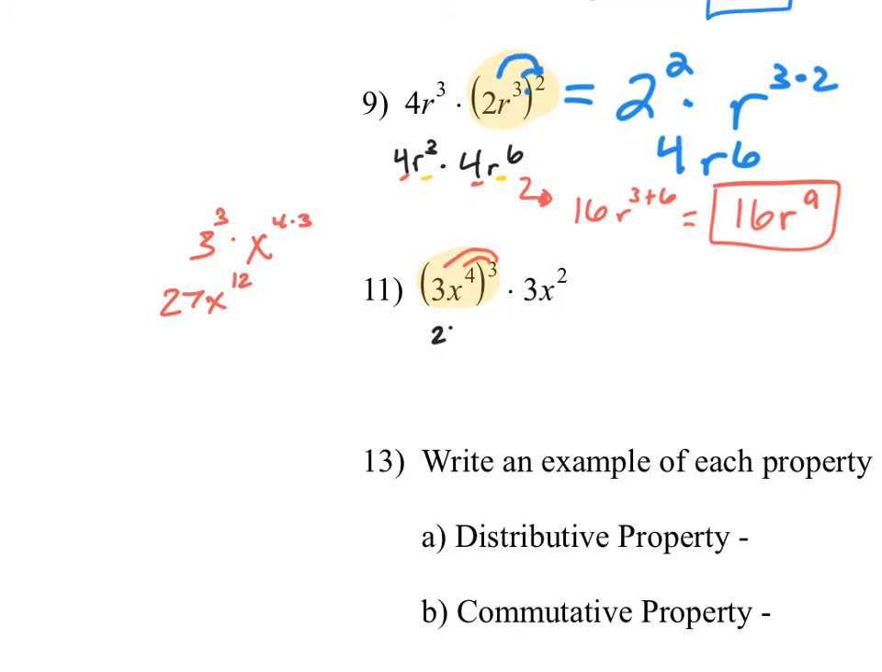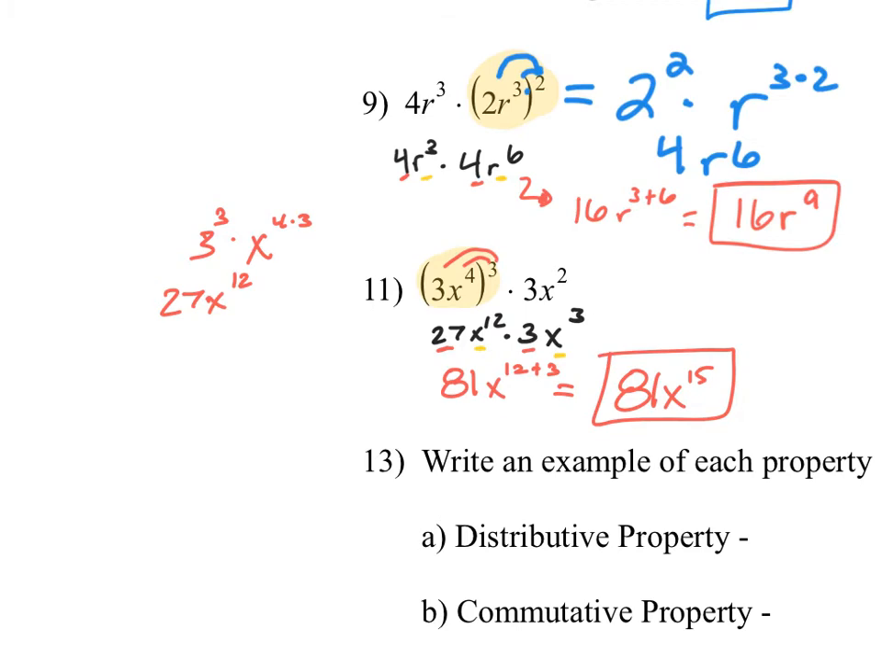So now you have 27x to the 12th times 3x to the 3rd. Again, we've got like bases with the x's, but we have to multiply the coefficients out in front. 27 times 3 becomes 81. That is correct. Then with your like bases, you're going to get x to the 12 plus 3 because you are adding them together. And you end up with 81x to the 15th.